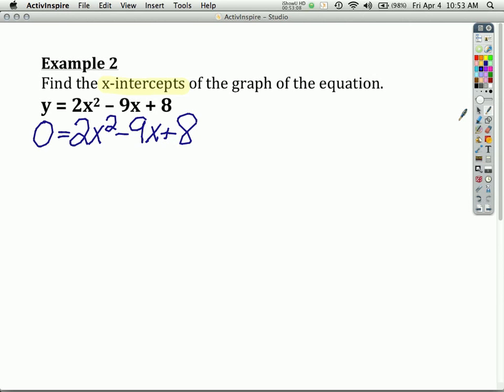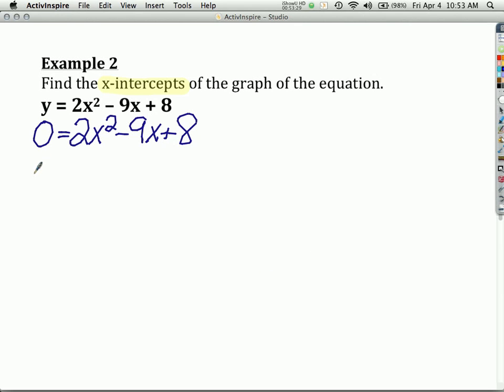It's already in standard form, so someone tell us, what is C? What is C? Valerie? Good. What is A? Alexandra? What is B? John? Good.